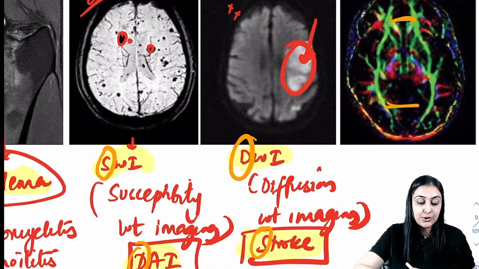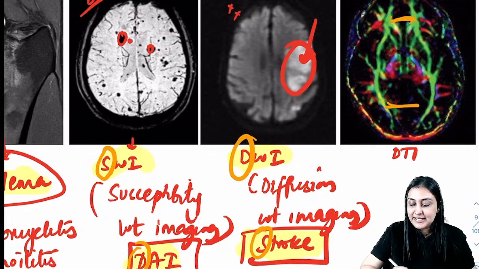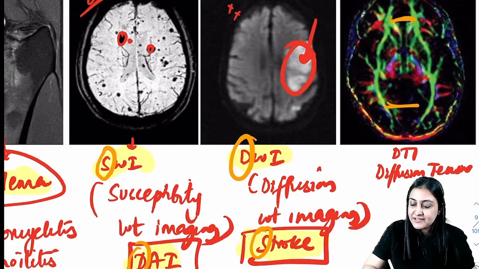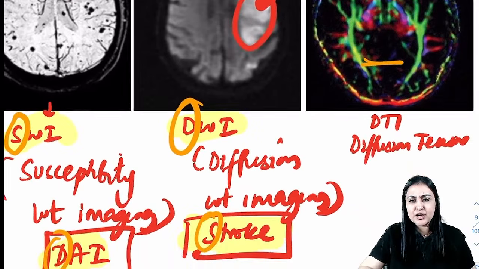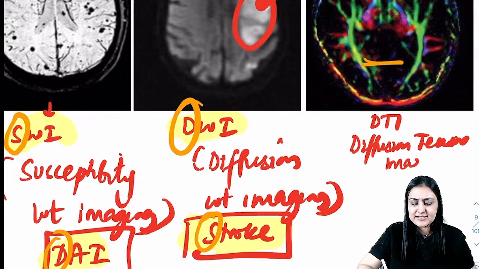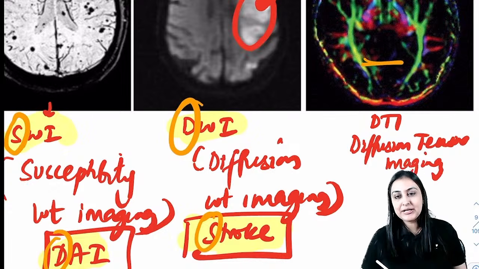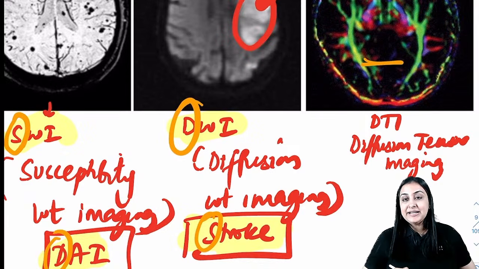So we are giving color according to direction. What is this sequence called? This is called DTI, which stands for diffusion tensor imaging. In the extremities, they will not ask you to distinguish T1, T2. It becomes a challenge for us also. So we use something called repetition time, echo time to distinguish. So they'll never ask you that. Okay, they'll give you brain only. So this is DTI, diffusion tensor imaging.